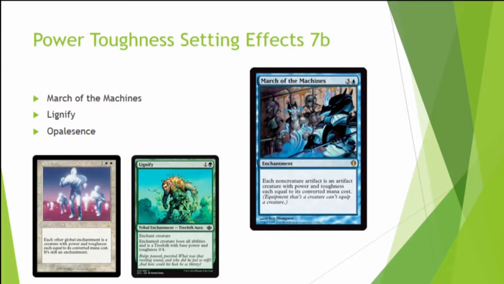Power and toughness setting effects. Mirrorweave is probably the most common one people have seen. Again, unless you're a big Commander player, I guess even Mirrorweave, you've probably seen it more in Commander than in anything else, or maybe Modern Masters. But anything that explicitly sets the power and toughness.